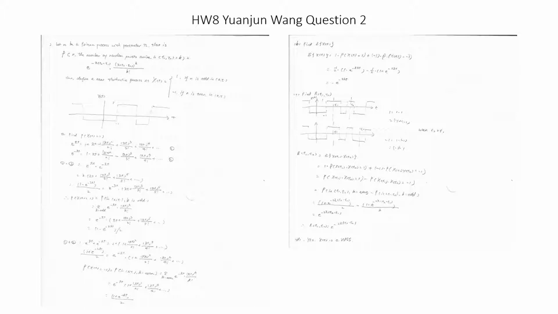Part C: find R of t1, t2. R(t1, t2) is equal to the expected value of X(t1) times X(t2), which is equal to 1 times the probability that X(t1) times X(t2) equals 1, plus negative 1 times the probability that X(t1) times X(t2) equals negative 1. Then we do the calculation and get that R(t1, t2) is equal to e to the negative 2 lambda |t1 minus t2|.